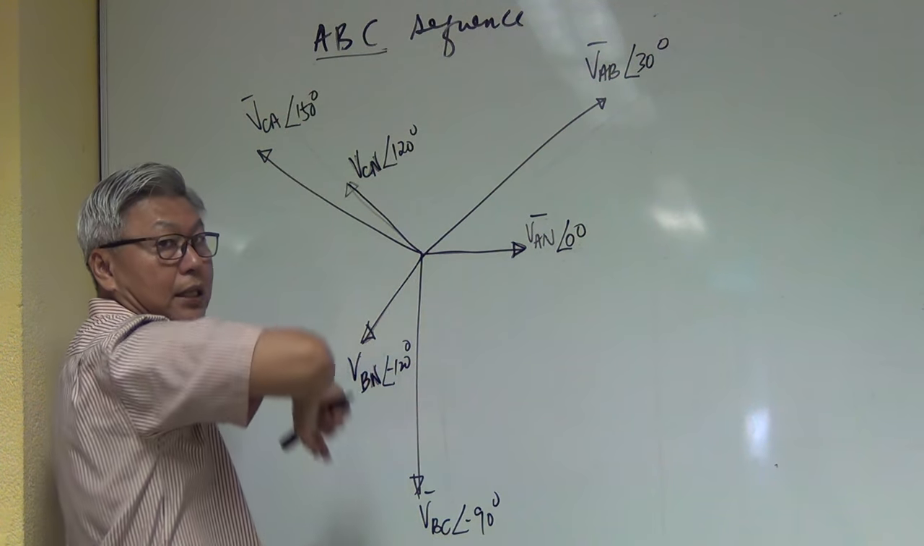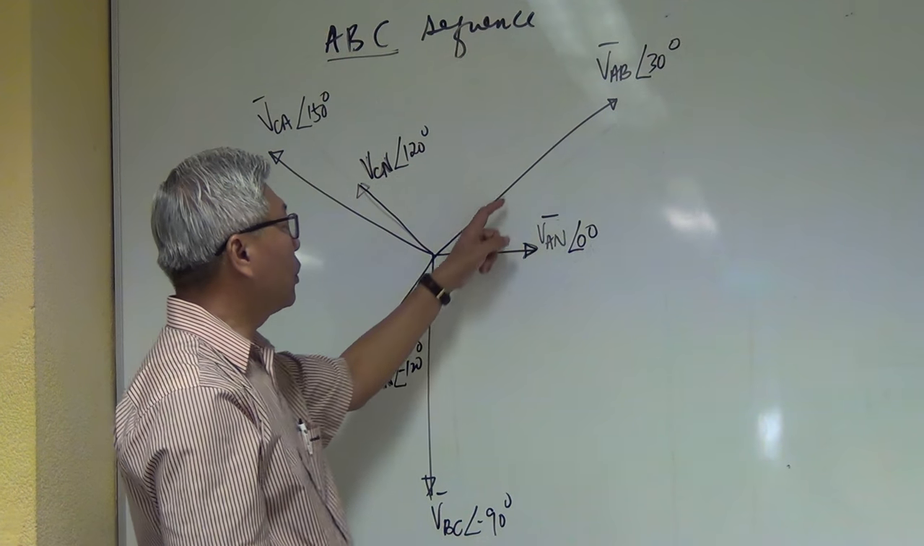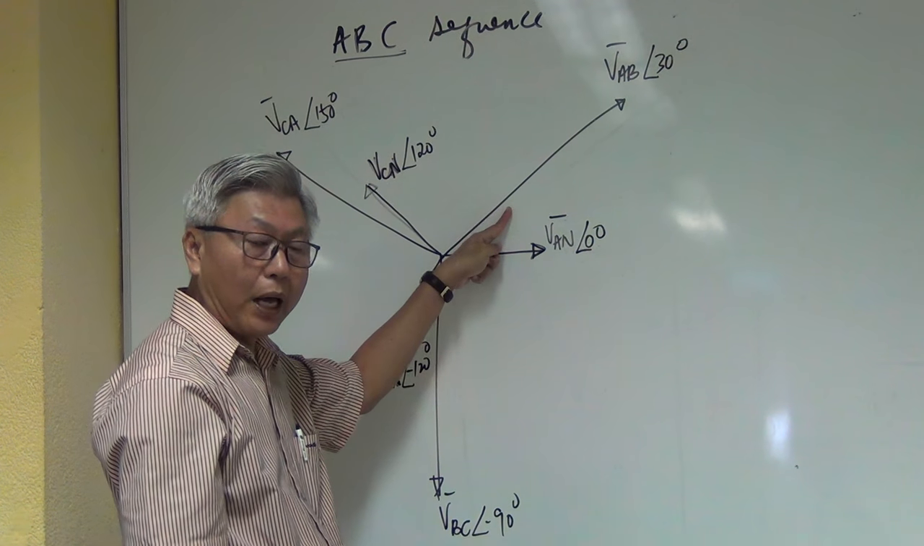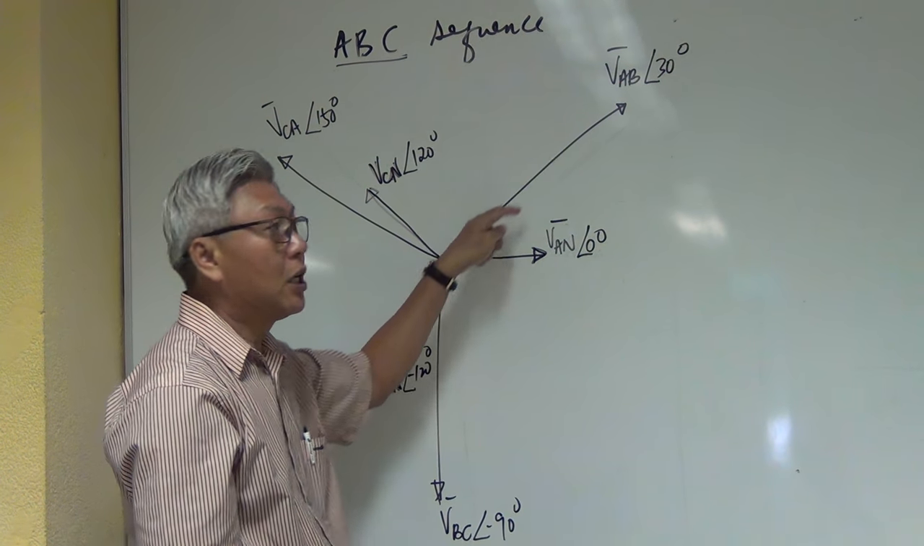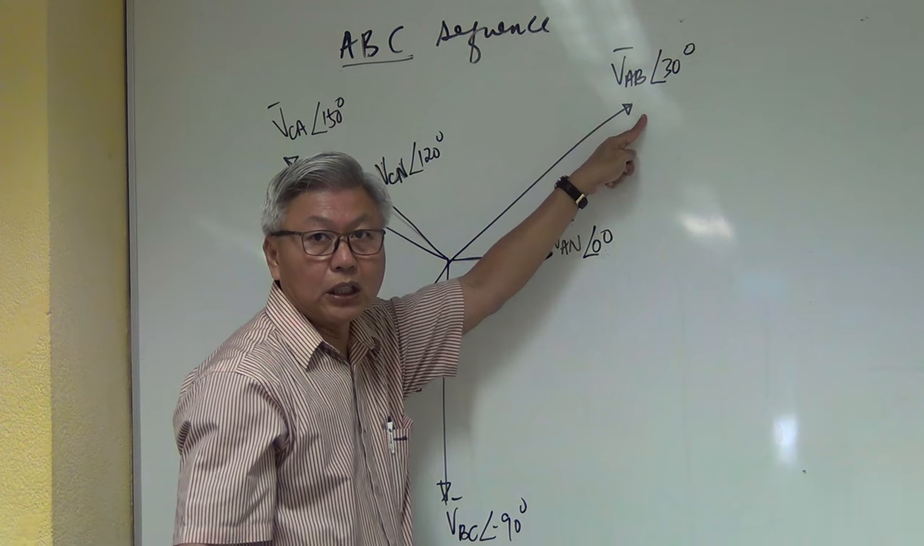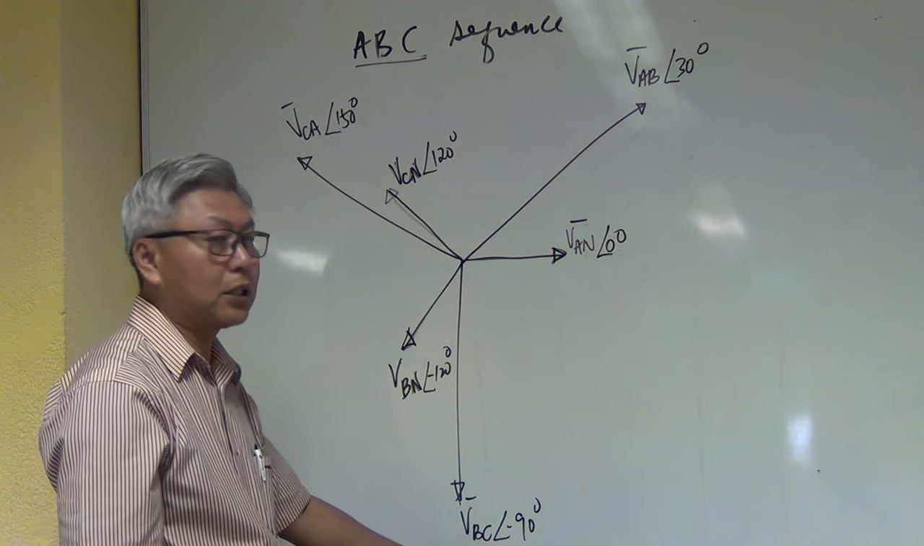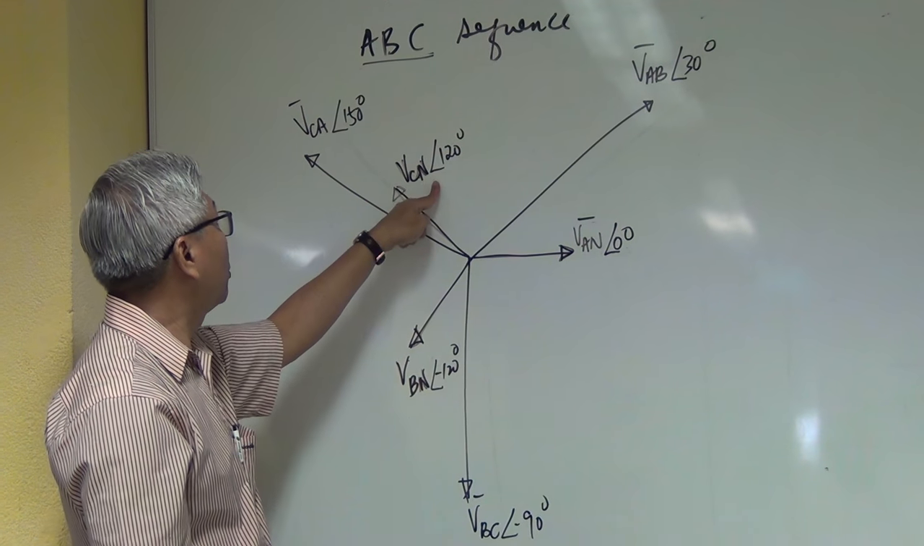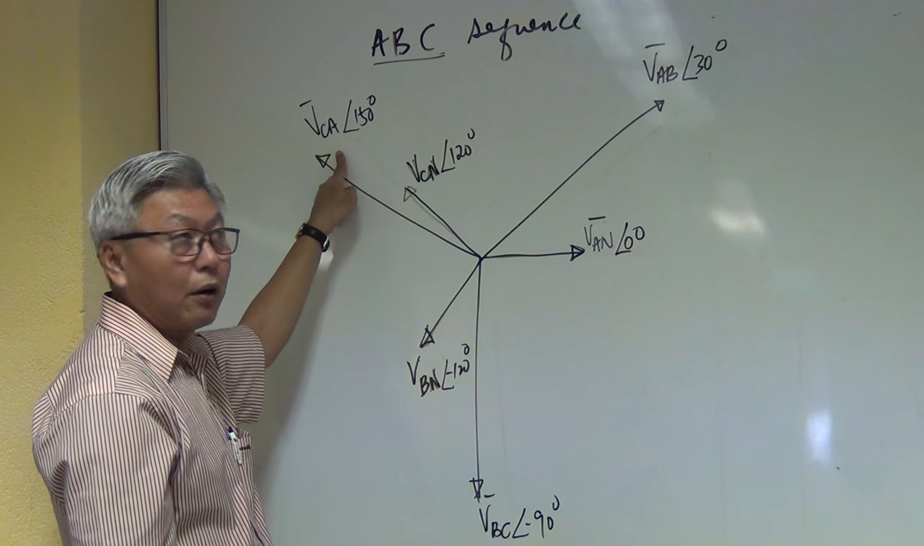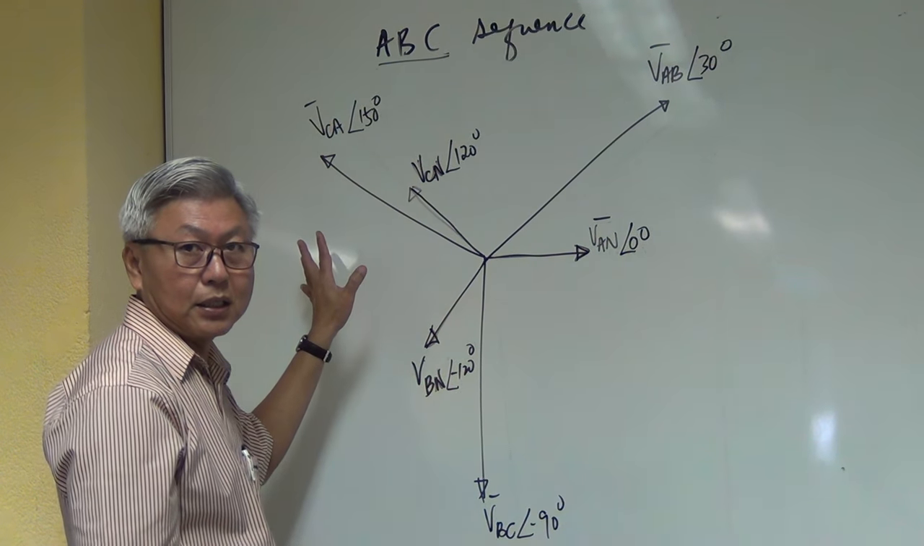Go into a cycle. And the angle between the line voltage, the long one, versus the phase voltage is 30 degrees. So this is 0, so here is 30 degrees. And here's -120, so here's -90. Here's 120, so here's 150. Right, so this is called the ABC sequence.